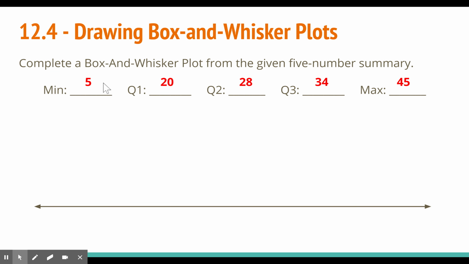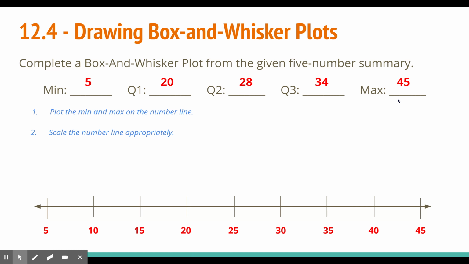So given 5, 20, 28, 34, and 45 for our min, our quartiles, and our max, how do we get started? So the first thing you're going to need to do is make a number line. You're going to put your minimum at one end, your maximum at the other, and then you're going to fill in some nice even tick marks, spread them out nicely. For this one, it actually works out to go up by 5s. It looks quite nice. So what we're going to do when we're drawing our box and whisker plot, we like to normally draw them above this number line. So let's move that over.